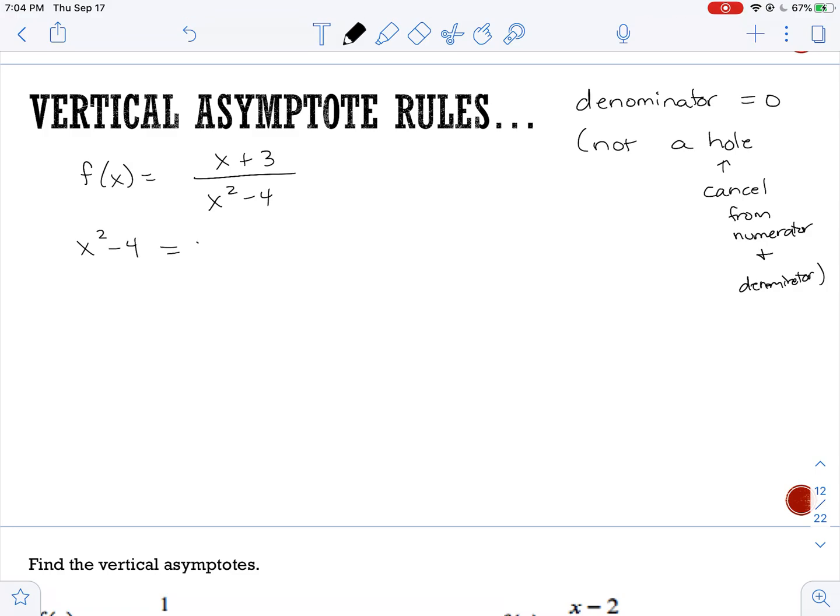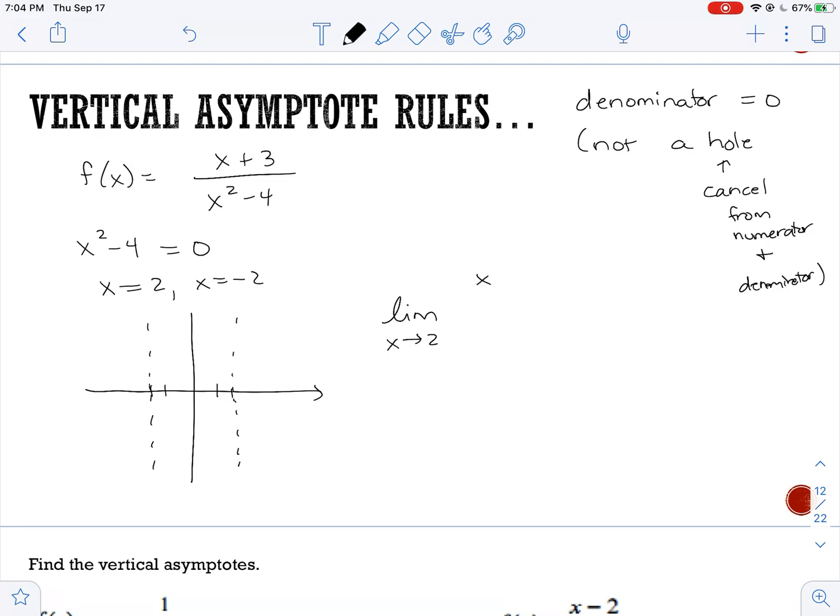So a vertical asymptote occurs when the denominator is equal to 0. So when does x squared minus 4 equal 0? That occurs when x is equal to 2 or x is equal to negative 2. So this graph would have vertical asymptotes at negative 2 and positive 2. Which means, what's happening on the graph as x goes to 2?